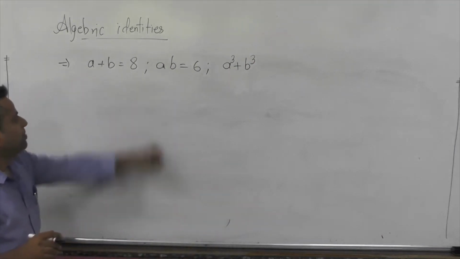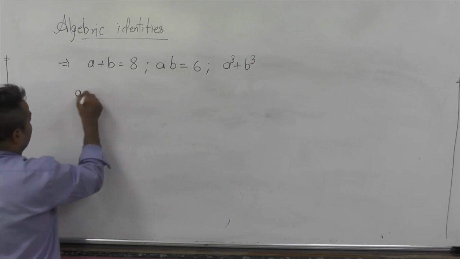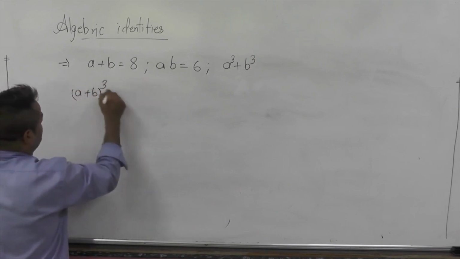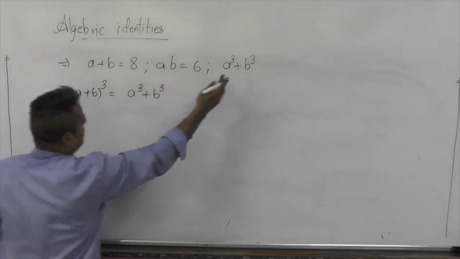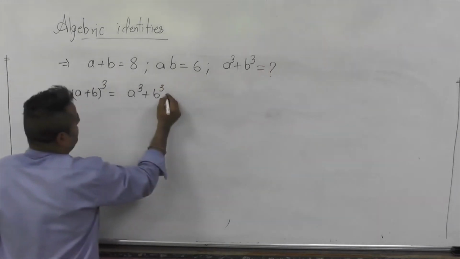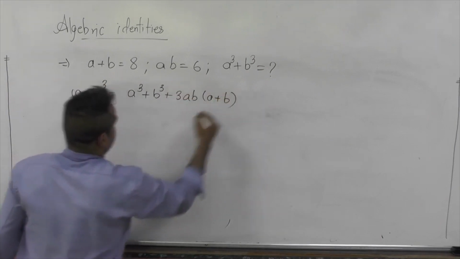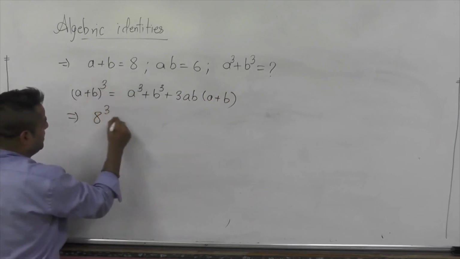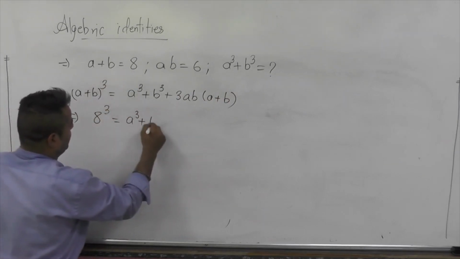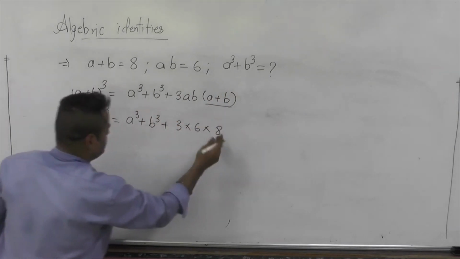We are simply applying the formula of a plus b whole cube. That is a plus b whole cube is equal to a cube plus b cube plus 3ab times a plus b. Just keep the values as they are. A plus b is 8, so 8 cube is equal to a cube plus b cube, the value we need to find, plus 3ab, which is 6, times a plus b, which is 8.